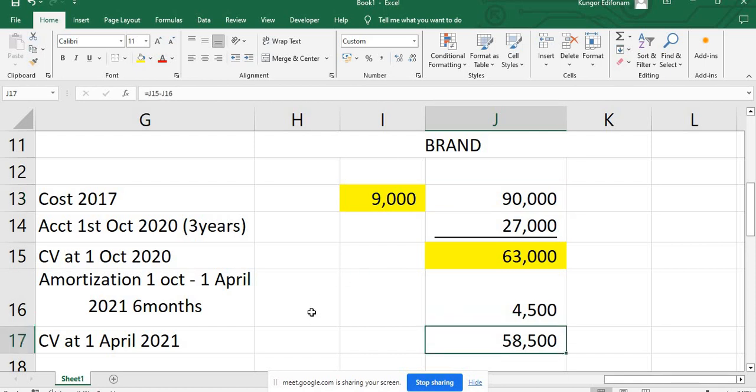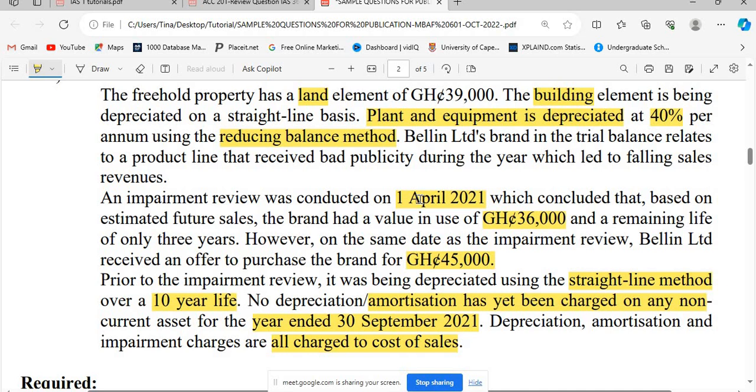But I want us to know the breakdowns of it. We have accumulated depreciation of 3 years, so we need to less it from it. Then we'll get the new current value as at the start of the fresh year, which is 63,000. So now the ensuing year which we are working, we need to amortize the brand, and we should have amortized it for a full year. But we were told that the impairment testing started on 1st April.